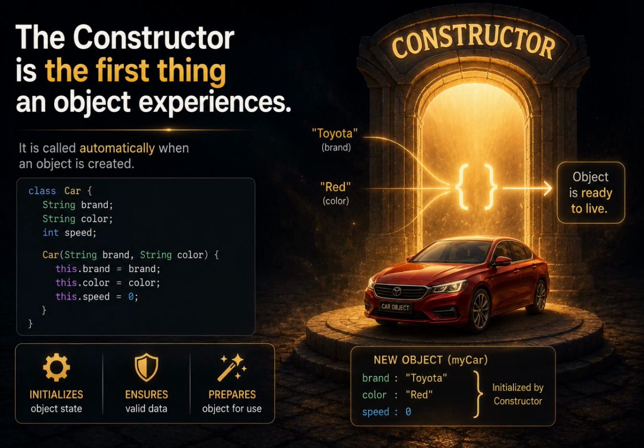The moment an object is created, it experiences something important. Its constructor is called. Think of the constructor as the welcoming process of a new object. It prepares the object for life. It assigns initial values. It ensures everything is ready. Without a constructor, an object would enter the system incomplete. Constructors give structure to creation. They transform empty memory into meaningful objects.